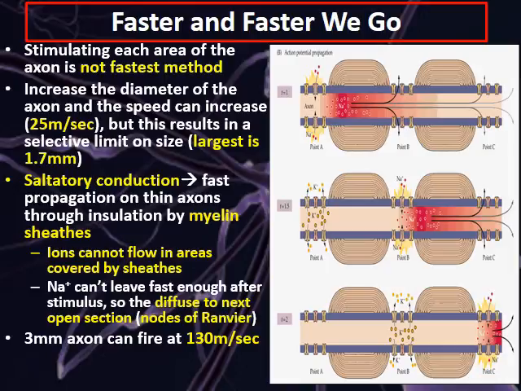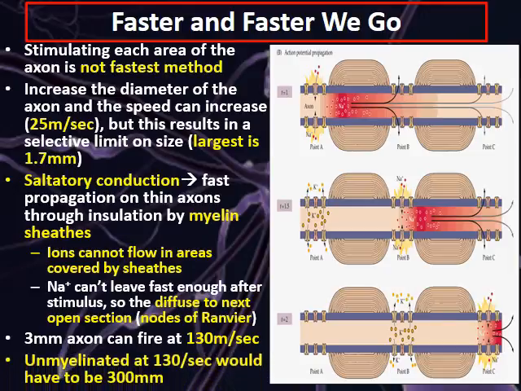Now, we can create a 3 millimeter axon diameter that can fire at 130 meters per second. That's really, really fast, right? And if it was unmyelinated and we wanted to do 330 meters per second, we would have to have a 300 millimeter diameter axon. That's pretty ridiculous, right? So we need very small axons. We have axons of nearly 3 millimeters in size instead of 300 millimeters. So we have really high efficiency by keeping our diameter small and our transmission rate very efficient because of the myelin sheaths.